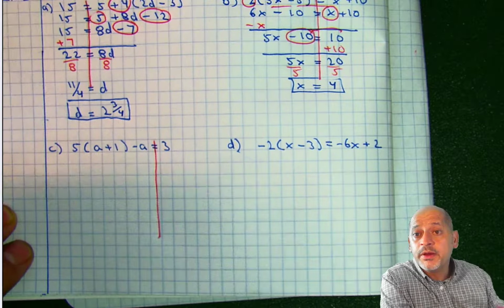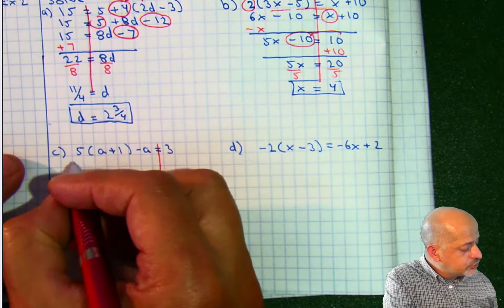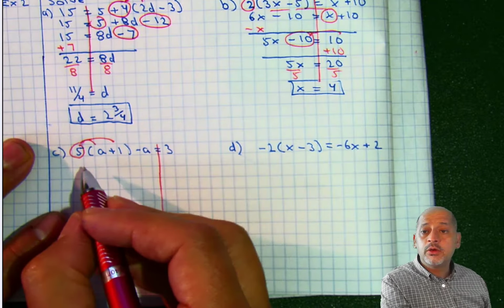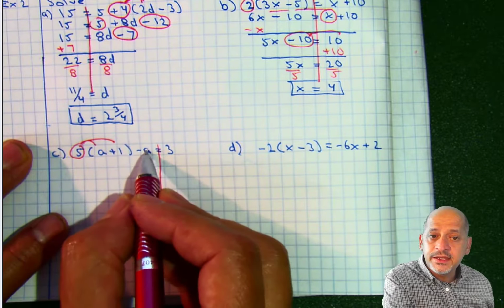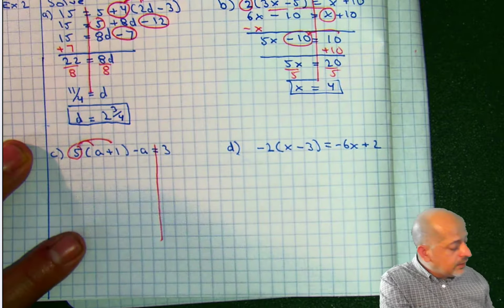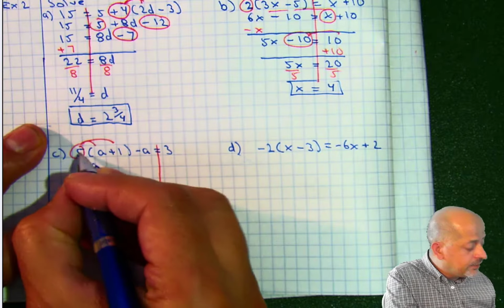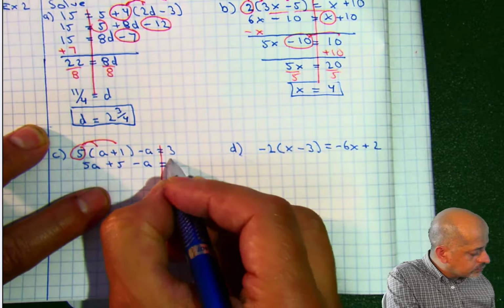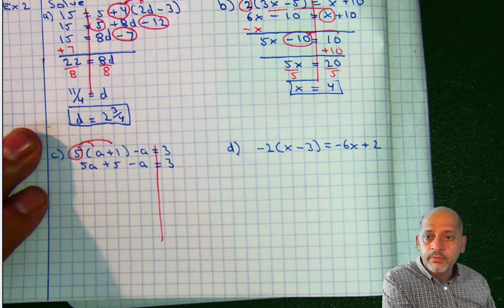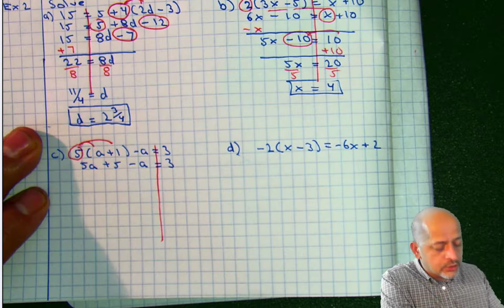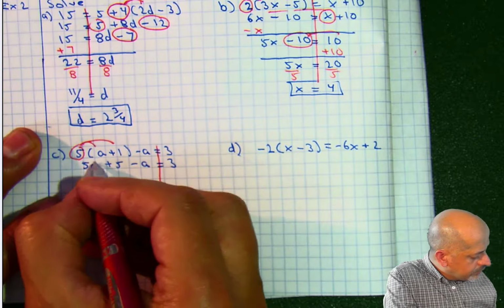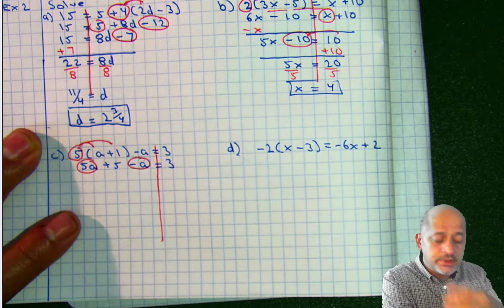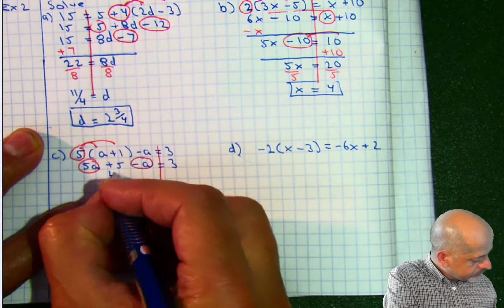Let's see. What should be my first step? Correct. I should use my distributive property to each one. Notice that it only goes into what's inside the parentheses, not the negative a. So now I have 5 times a will be 5a. 5 times 1 will give me positive 5 minus a equals to 3. What should be my next step? Correct. Combine like terms. I can combine the 5a and the negative a becomes 5a minus 1 gives me 4a plus 5.